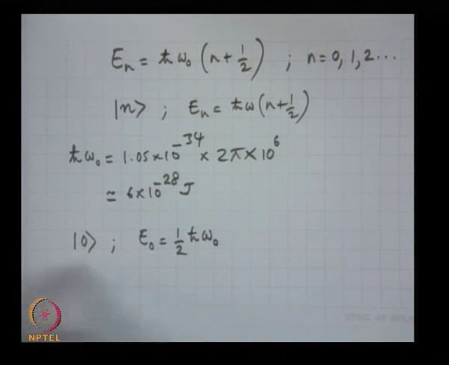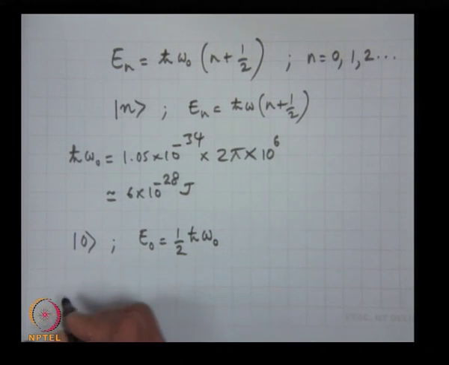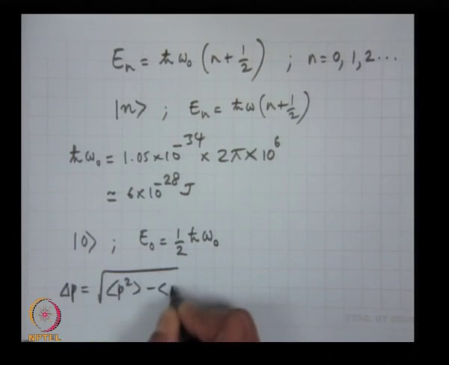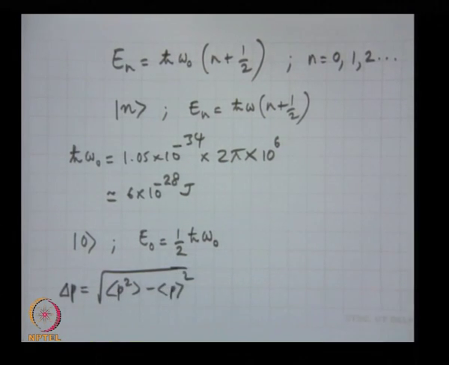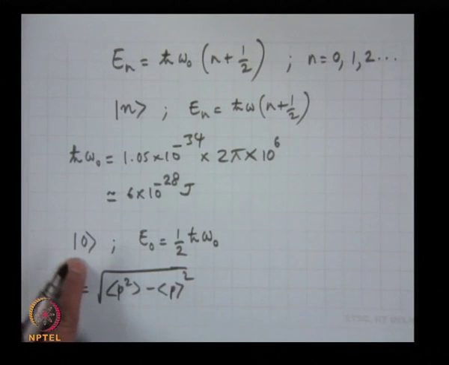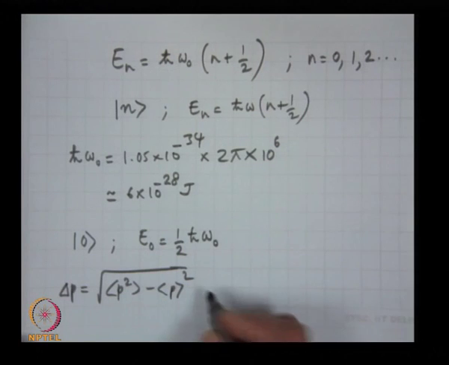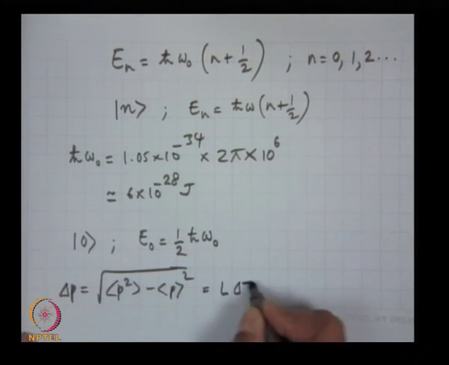How will I calculate? All you need to do is calculate delta P, the square root of P square average minus P average square, because P is related to current. P is L times I. So the expectation value of P in the state will be 0. Remember the harmonic oscillator. Expectation value of P square will be finite. So I will get some value for this, and this is nothing but L times delta I.